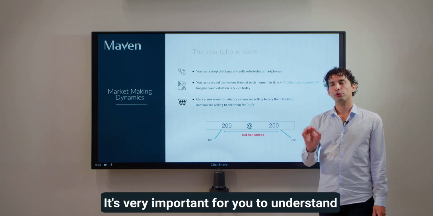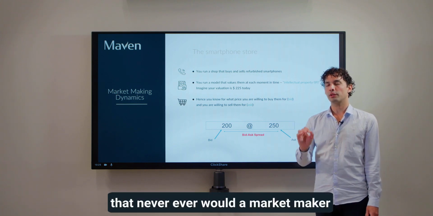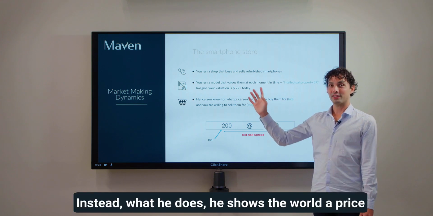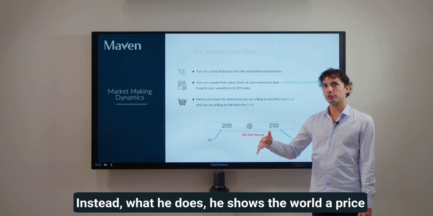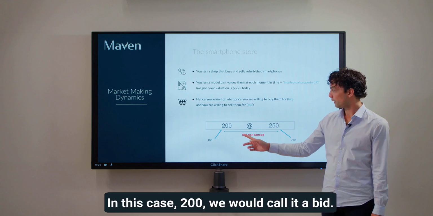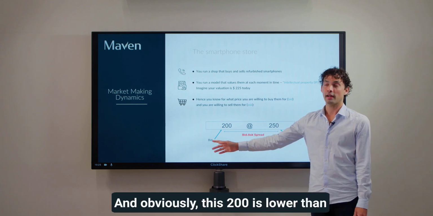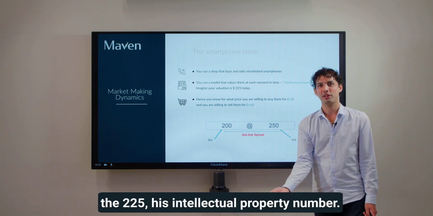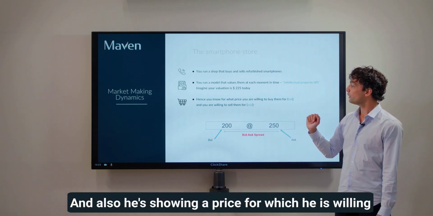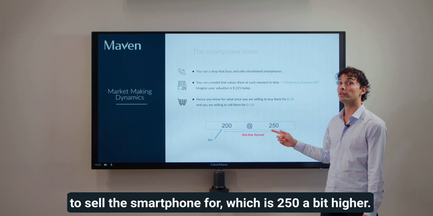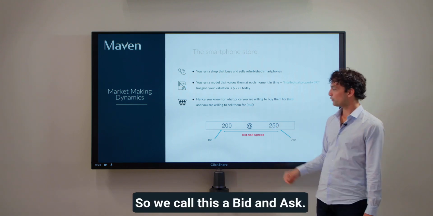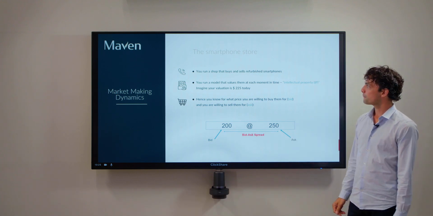It's very important for you to understand that never ever would a market maker tell or give away this 225 number. Instead, what he does, he shows the world a price for which he's willing to buy this iPhone, in this case 200, we would call it a bid. And obviously this 200 is lower than the 225, his intellectual property number. And also he's showing a price for which he's willing to sell the smartphone for, which is 250, a bit higher. Right? So we call this a bid and an ask.